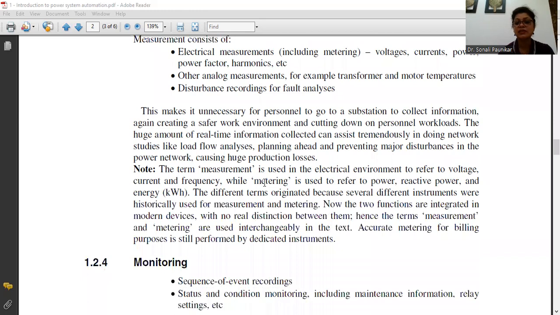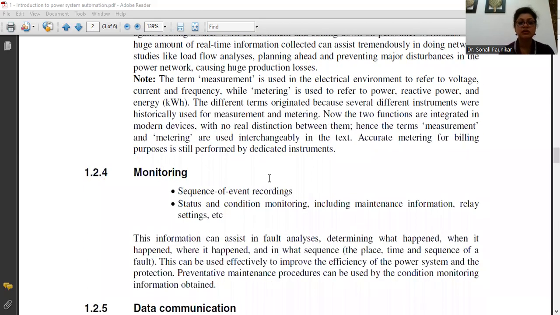Then the next one is the monitoring. In the system, first we have to protect the system, then control the system, then measurement, and the next is the monitoring. Monitoring is very necessary. The sequence of events is recorded by using the monitoring, and the status and condition monitoring include the maintenance information also, and the relay setting also comes under this monitoring section.